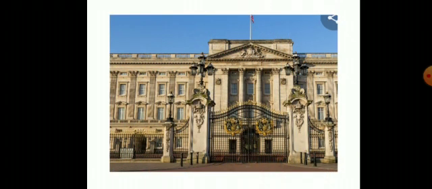Now the last place. This is Buckingham Palace. What? Buckingham Palace. Very good. Buckingham Palace is the London residence and administrative headquarter of the monarchy of the United Kingdom.